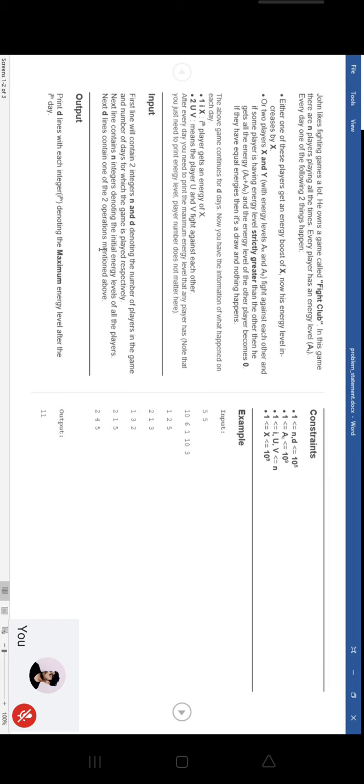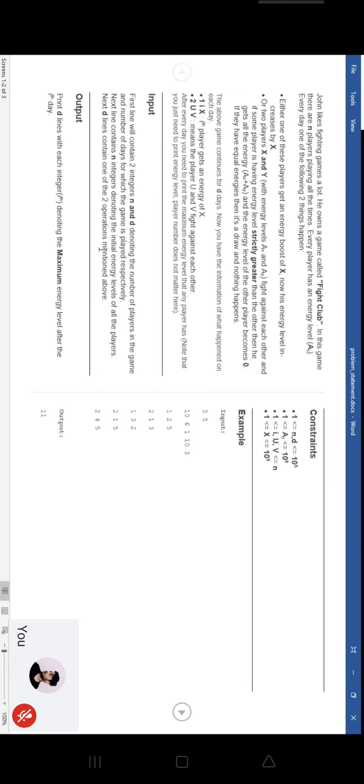If the value of i is 3 and capital X is 5, it simply indicates the third player will be getting the energy boost of 5. That means we need to check the present energy level of this third player, and we'll simply add 5, the value of x, to that energy level of the third player.